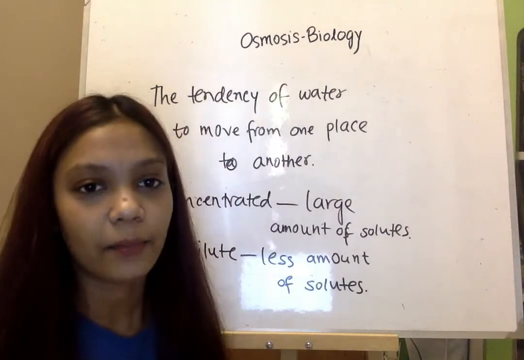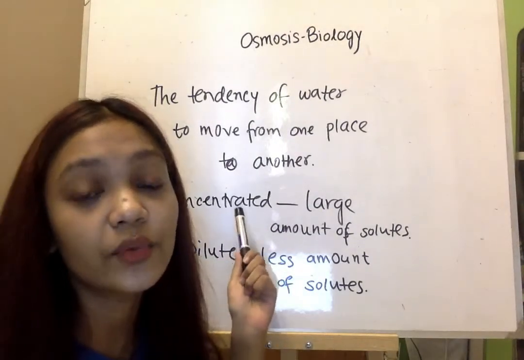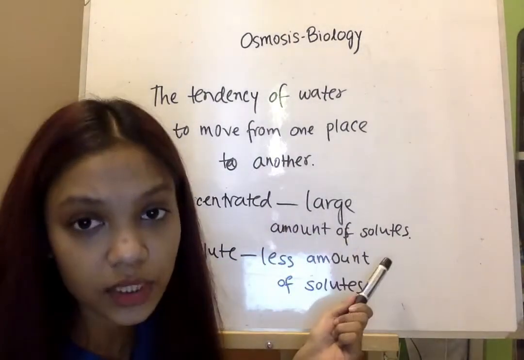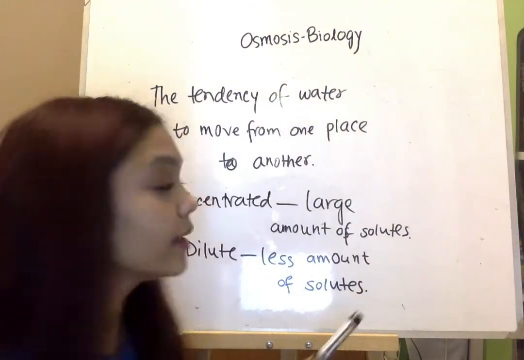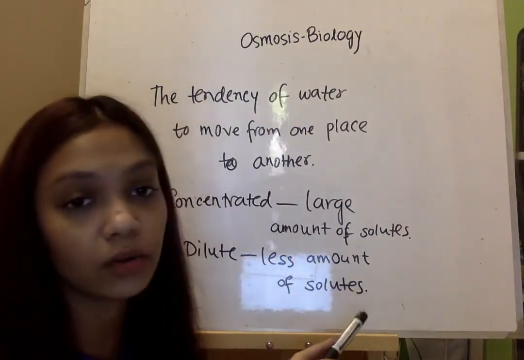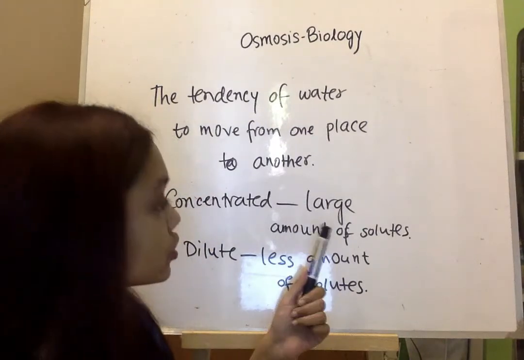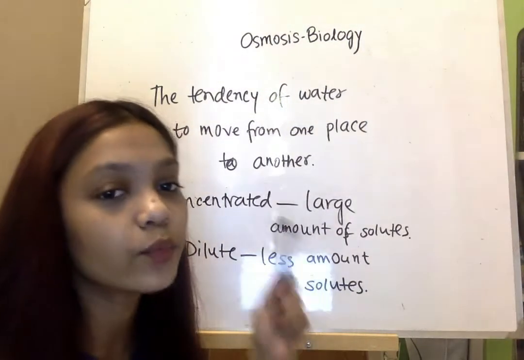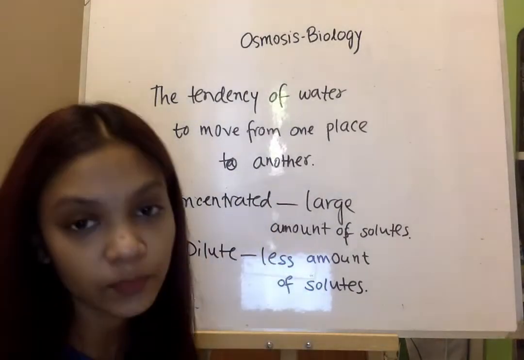So let's recap. A concentrated solution is one that has a relatively large amount of solute, which makes it a solution of less water potential than a dilute solution, which is one that has a relatively small amount of solutes, so it has a higher water potential than a concentrated solution. And water potential is the tendency of water to move from one place to another.